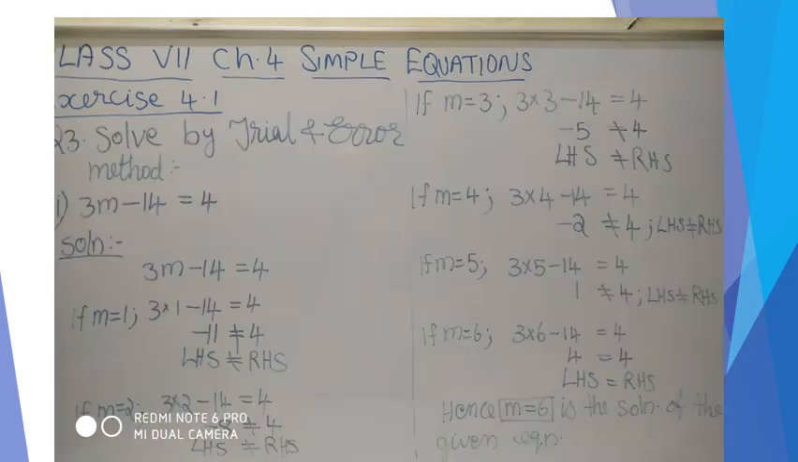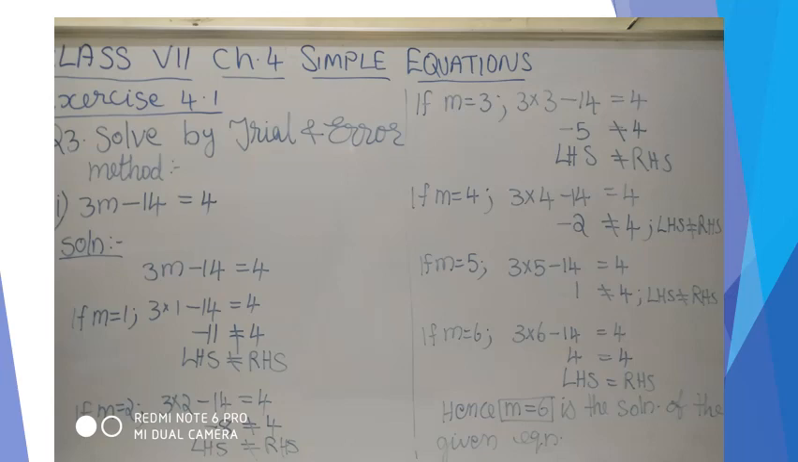Next, question number 3. Solve by trial and error method. Question 2. 3m - 14 = 4. Given equation is 3m - 14 = 4. Trial and error method means we can substitute the values to m, and whenever LHS equal to RHS, that is the solution of the given equation. So we can start with m = 1.